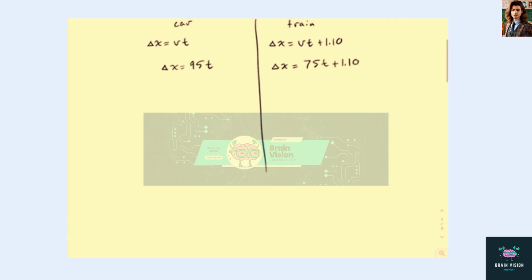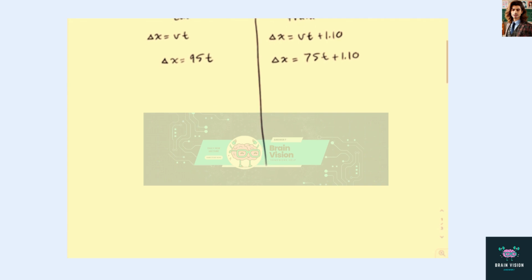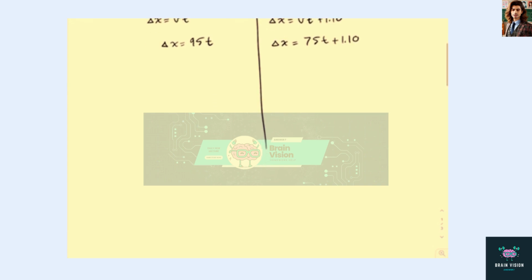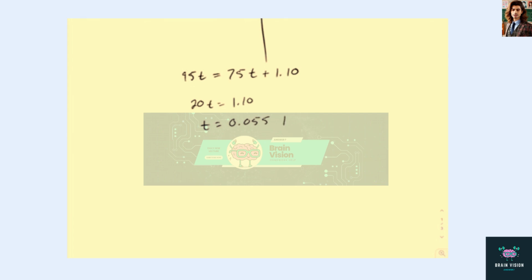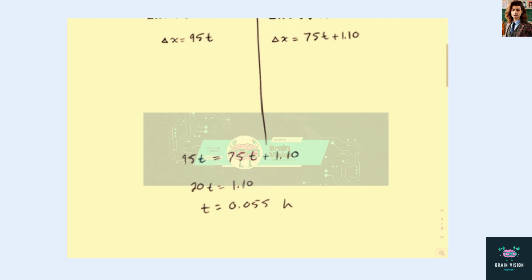And now we know that we can set the two displacements equal to each other. So 95t equals 75t plus 1.1. And just combine the time terms and we get 20t equals 1.1. So t is equal to 0.055, and this is hours because we're in kilometers per hour.